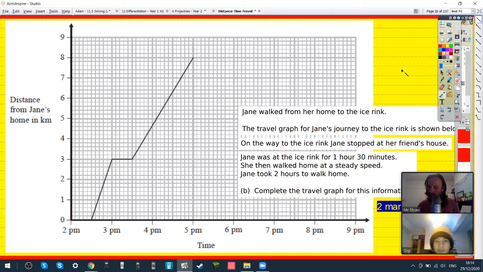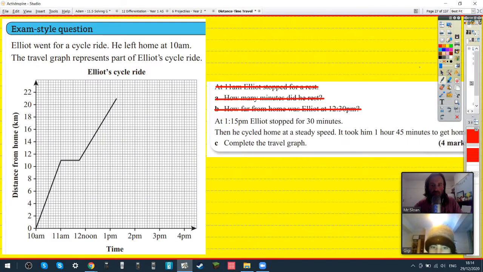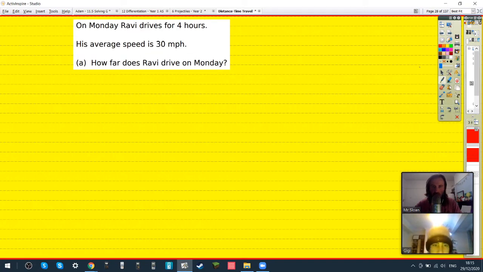Okay, so it'll be in a straight line from 5 to 6:30. And then in a straight line from 6:30 to 8:30. 6:30 down to 8:30. Looks good. Let me just see. Yep, fine. This one looks about the same. Okay, how about this?